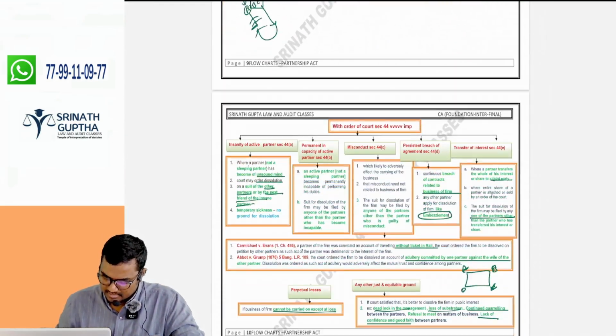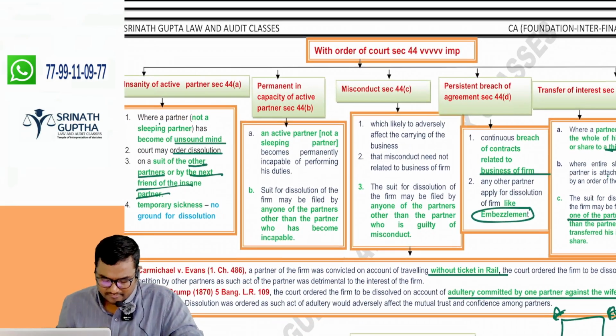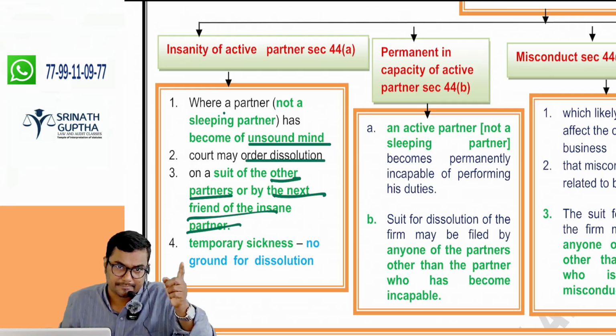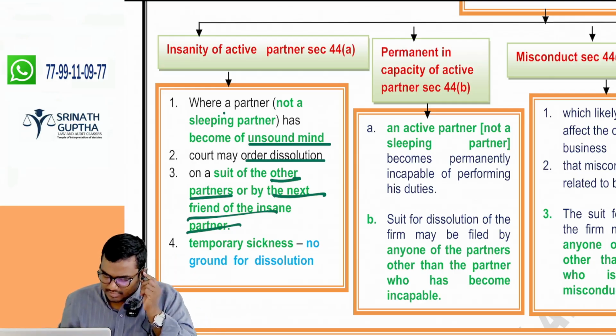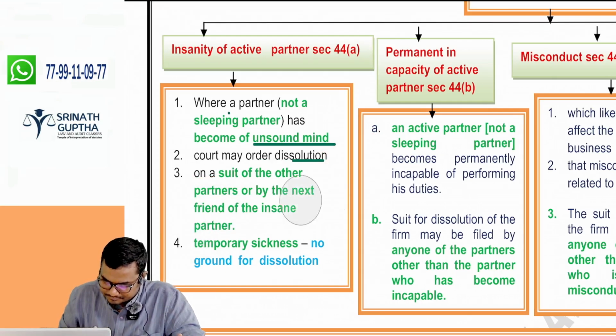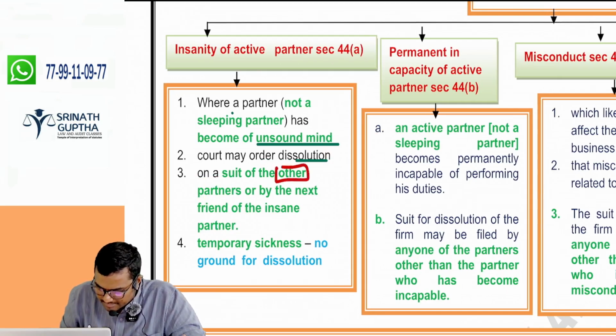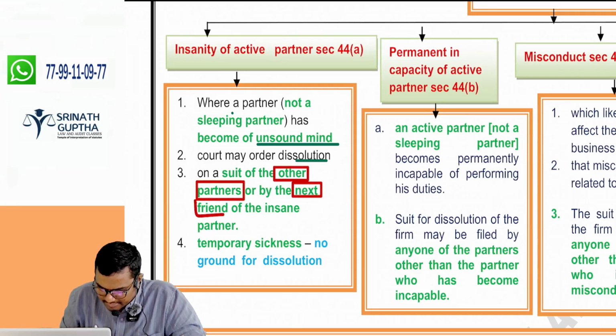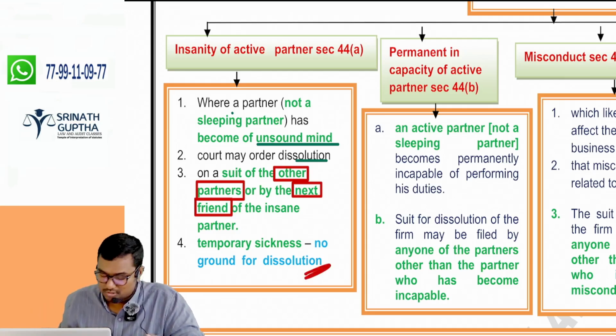Done. Next one, with the order of a court of law, very, very important. First one, insanity of the active partner, but not the sleeping partner. Insanity means crazy. Where an active partner becomes insane, the court may order dissolution on a suit filed by any other partner or the next friend of the insane partner. So the court will order it.